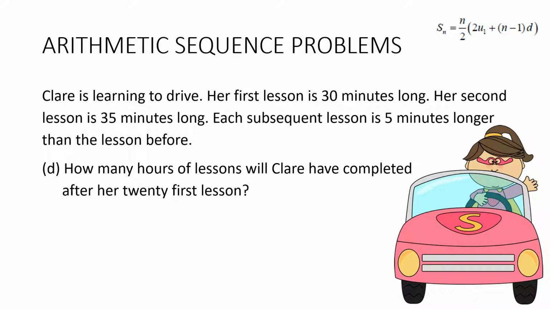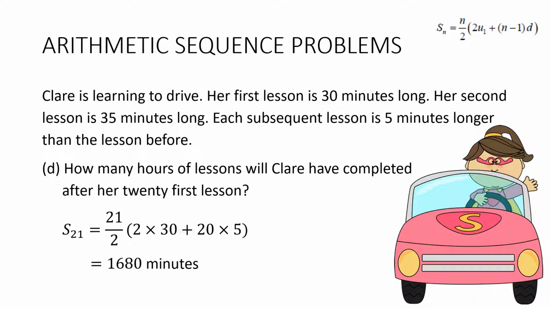So let's return to Claire. Remember, she's learning to drive. Her first lesson's 30 minutes, her second lesson's 35, and each one goes up by 5 minutes. How many hours of lessons will Claire have completed after her 21st lesson? Okay, so in this case, we want the sum of 21 lessons. So N is 21, A is 30, D is 5. Let's put it in the formula. So I've got 21 on 2 outside of 2 times 30 plus 20 times 5. And then in the calculator we get 1,680 minutes. I think we'll change that, and it's 28 hours.